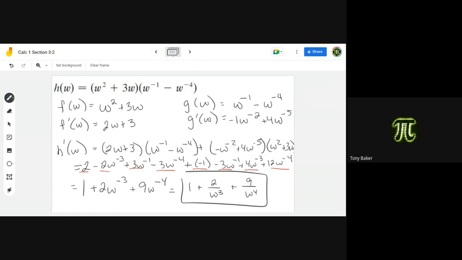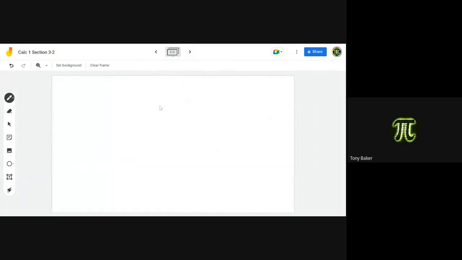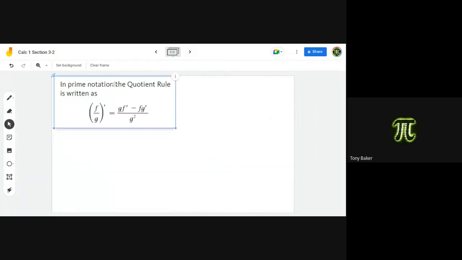All right. All right, let's look at the product rule. Or the quotient rule, I should say. Here is the quotient rule.